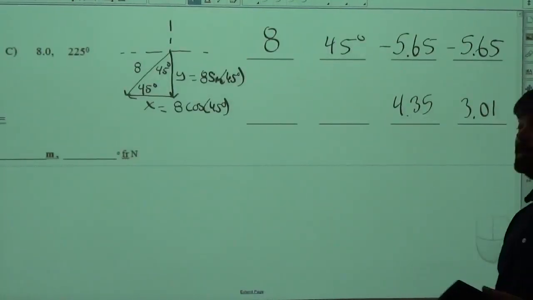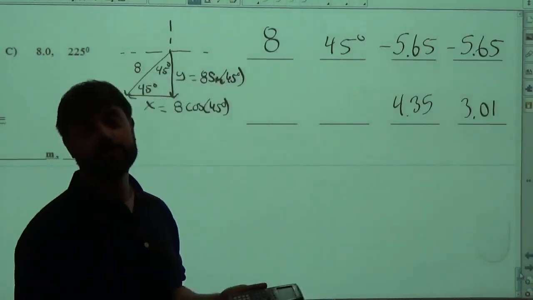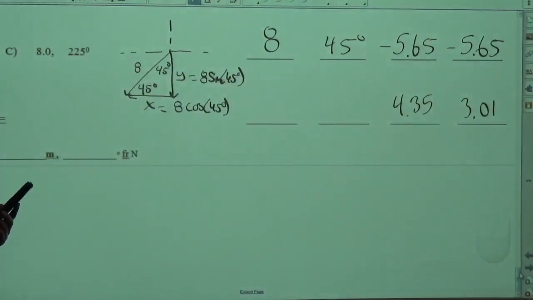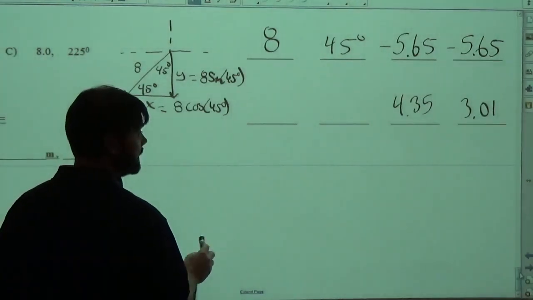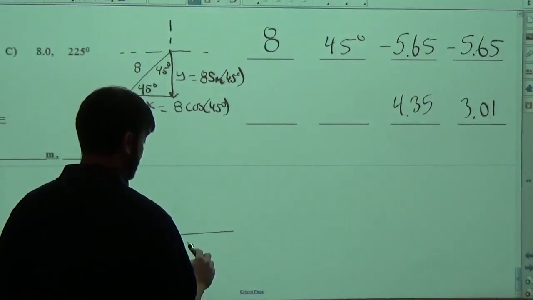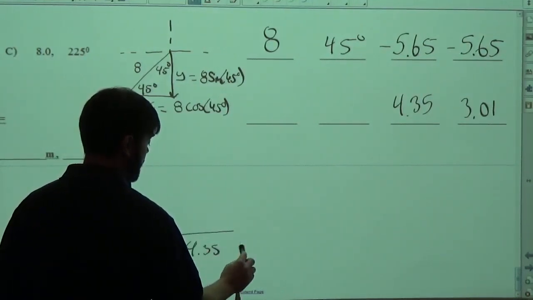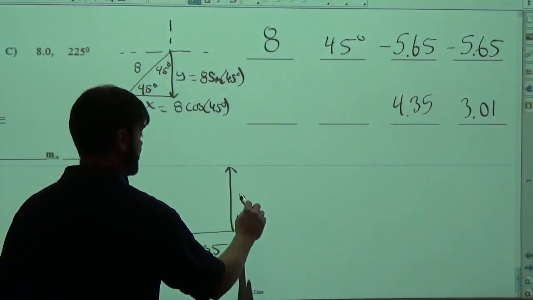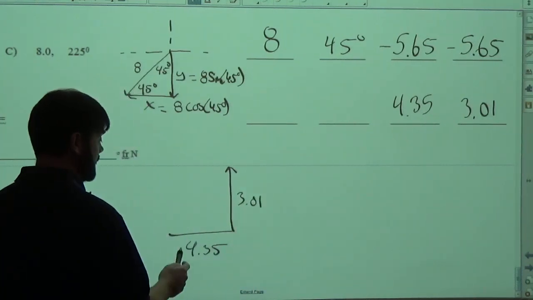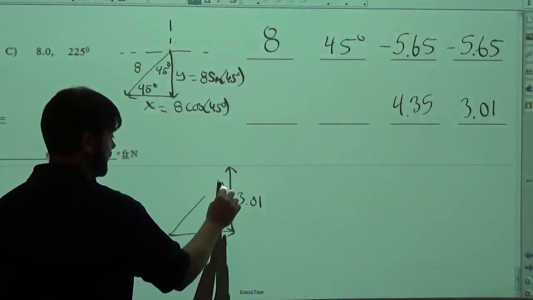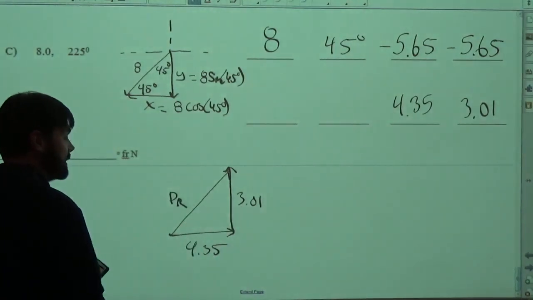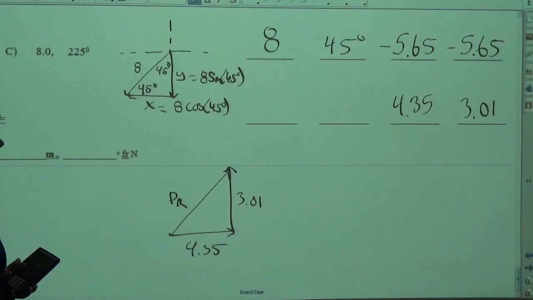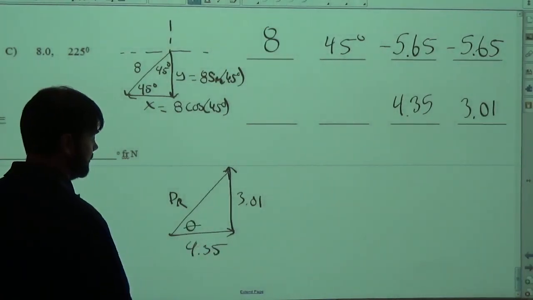These are the components I'm going to use to draw my new triangle to solve for the resultant vector of a plus b plus c, which is going to equal d. So in order to do this now, I'm going to draw a new triangle. My x is equal to 4.35, and my y going this way is equal to 3.01. And since these are both positive, I know that my vector goes in this direction. So this is vector d. We'll call it d of r. We still need to figure out the magnitude of it, and we want to figure out theta.